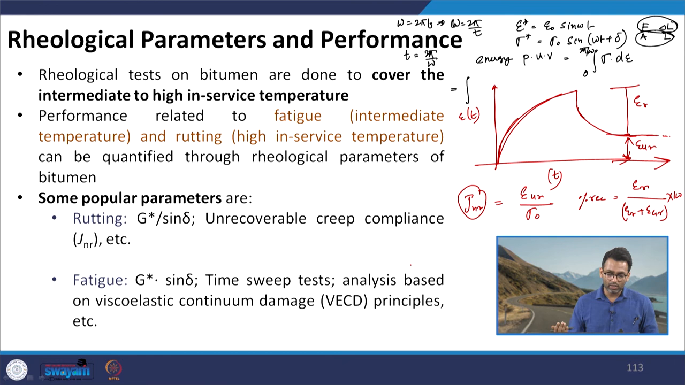Now, again, just like the rutting parameter, various studies later, after SHRP proposed it, found that the value of G* sin delta, since this is a stiffness-based parameter, is unable to quantify the actual fatigue cracking, the phenomenon of fatigue cracking in the bitumen, that being more complex. So several other tests were developed.